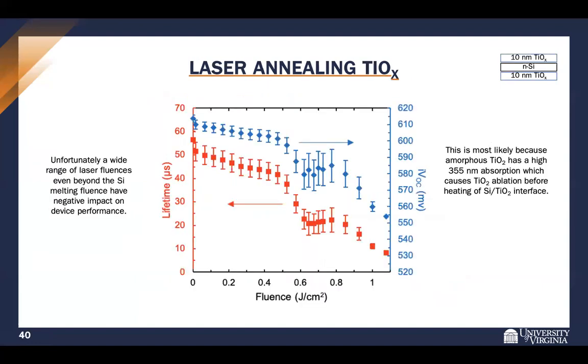Unfortunately, for laser annealing of the thermally evaporated TiO2 across a wide range of fluences, even beyond the melting fluence of silicon, it has a negative impact on the device performance. This is believed to be mostly because amorphous TiO2 has a large 355 nanometer absorption, which may cause TiO2 ablation before heating of the silicon TiO2 interface. So hopefully we can use a different wavelength to improve this, but the current laser system doesn't seem to work with the thermally evaporated TiO2.